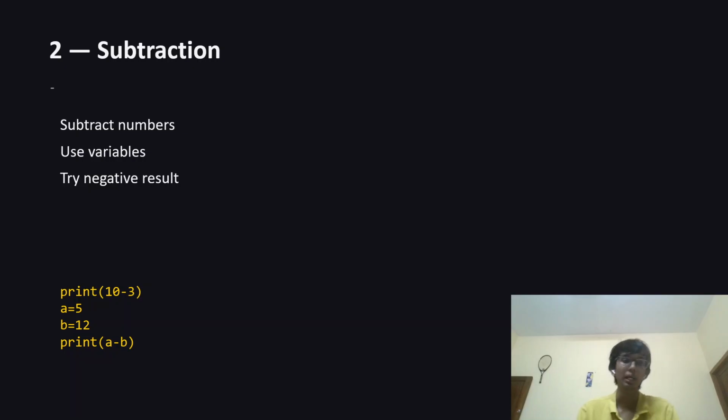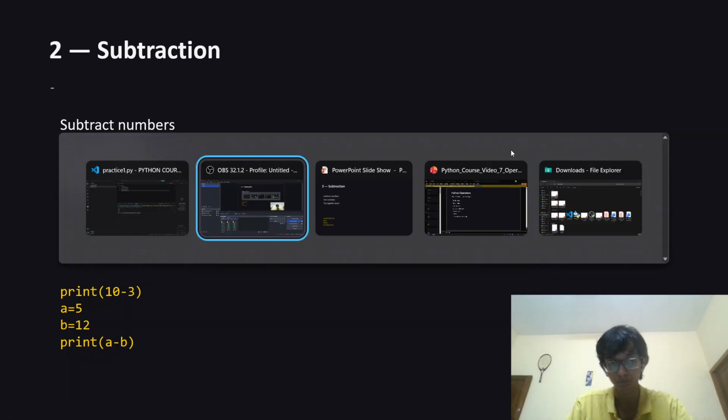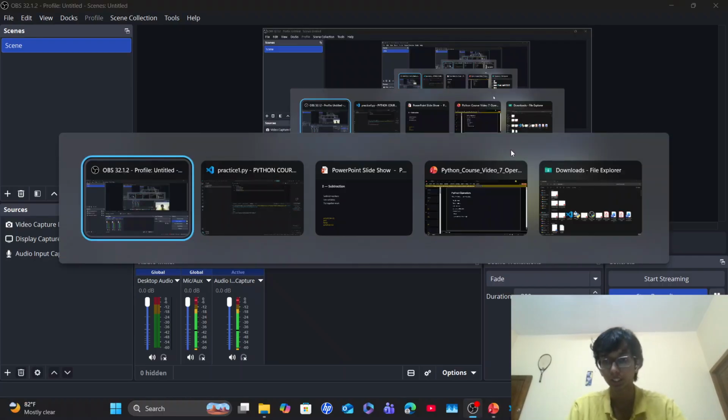Now we are going to subtraction. So we are going to subtract numbers, use variables, try a negative result: print 10 minus 3, a is equal to 5. Just like addition, the same thing can be used for subtraction. Subtraction is the operation that is done using the operator minus. So that can be used to subtract numbers. We can also use variables for the subtraction. We can also use a negative result, just like addition. All this can be done for subtraction also. So let's try that.